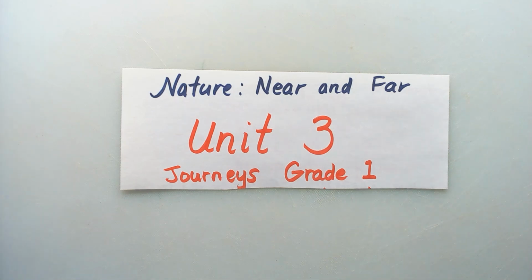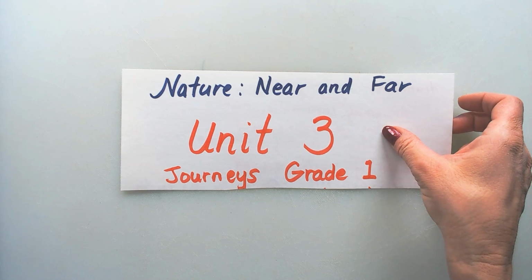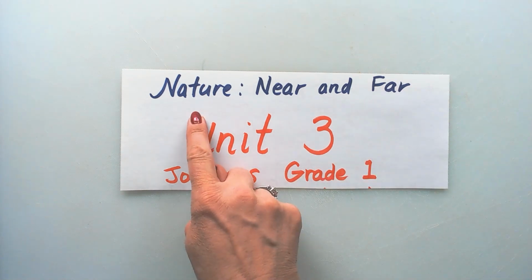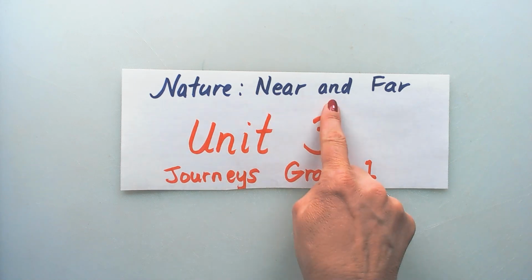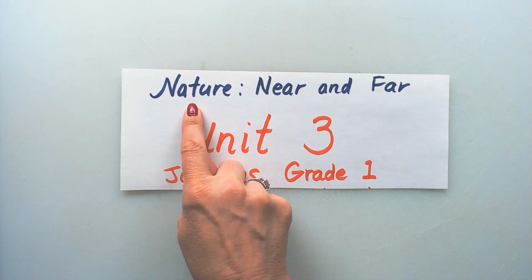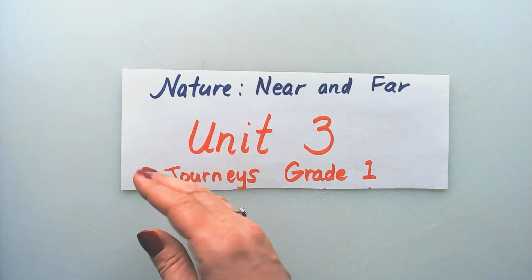Hi, boys and girls. We're going to be reading our first story in our new Unit 3 Journeys Grade 1 student text. And the new theme is nature, near and far. And nature just means the outdoors, like the country, the wild. The opposite of nature is like your house.